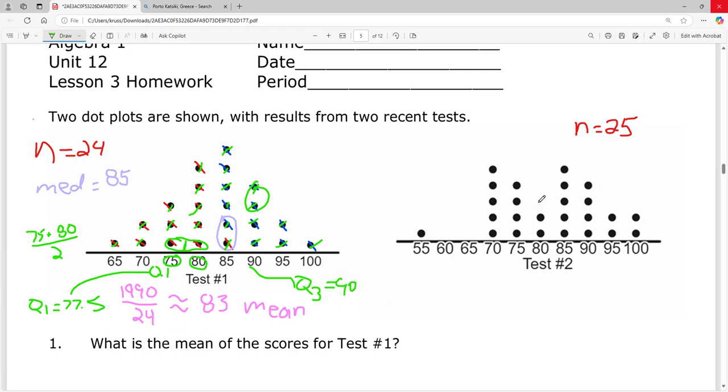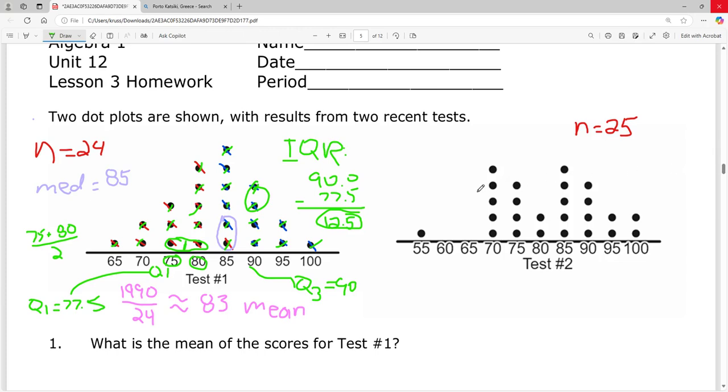So what is the interquartile range? The interquartile range is the range between the two quartiles, between this number and that number. So 90 minus 77.5, and from that we get 12.5 as the interquartile range. That is all the really good information from this test.